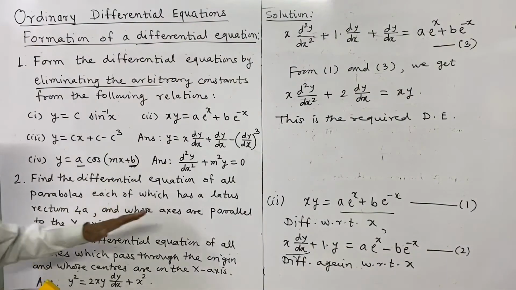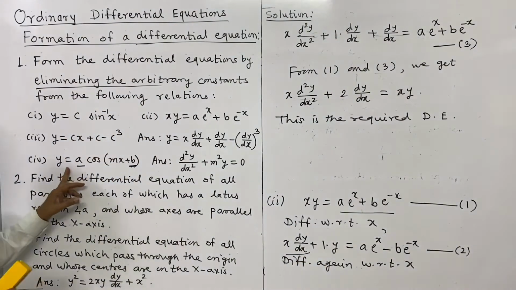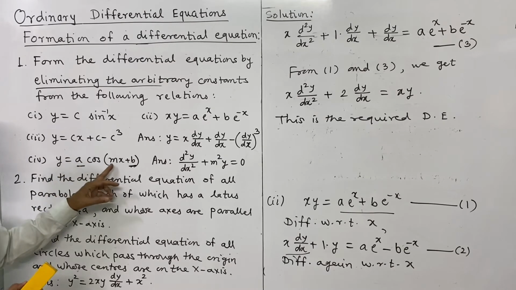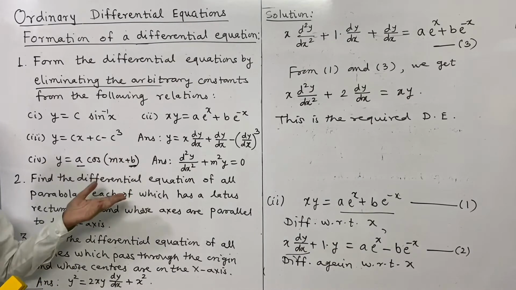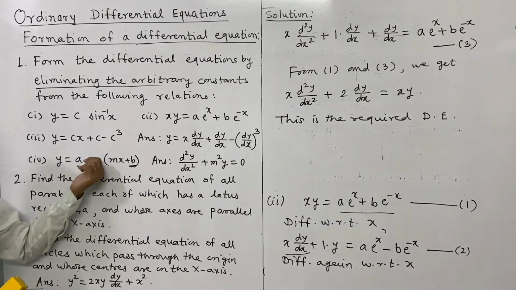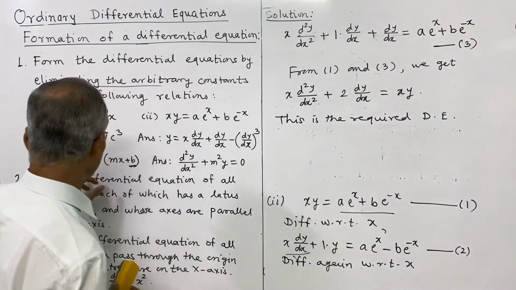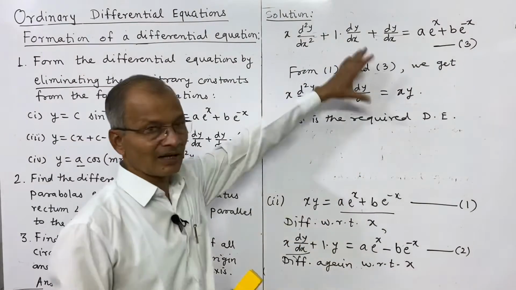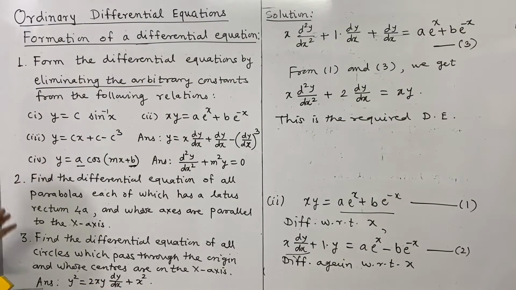So this example is similar to the second example that we have. So what is dy by dx? It is a, the derivative of cos is minus sine. So minus a sine of mx plus b, into m. And again differentiate, that will be in terms of cos. So therefore it will be easy to eliminate a and b from 1 and 3 like this, exactly similar to the second. So you should solve the third and fourth yourself.